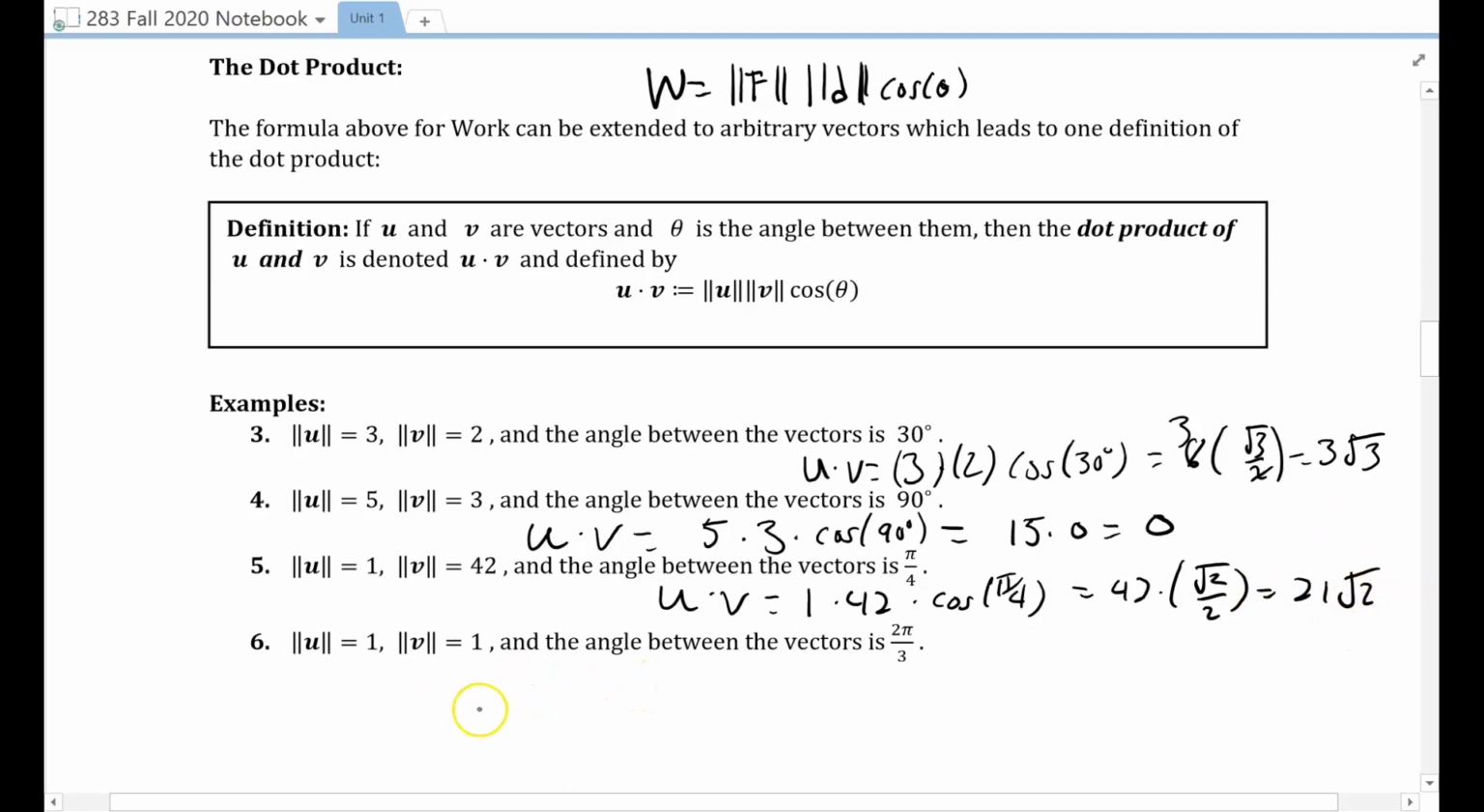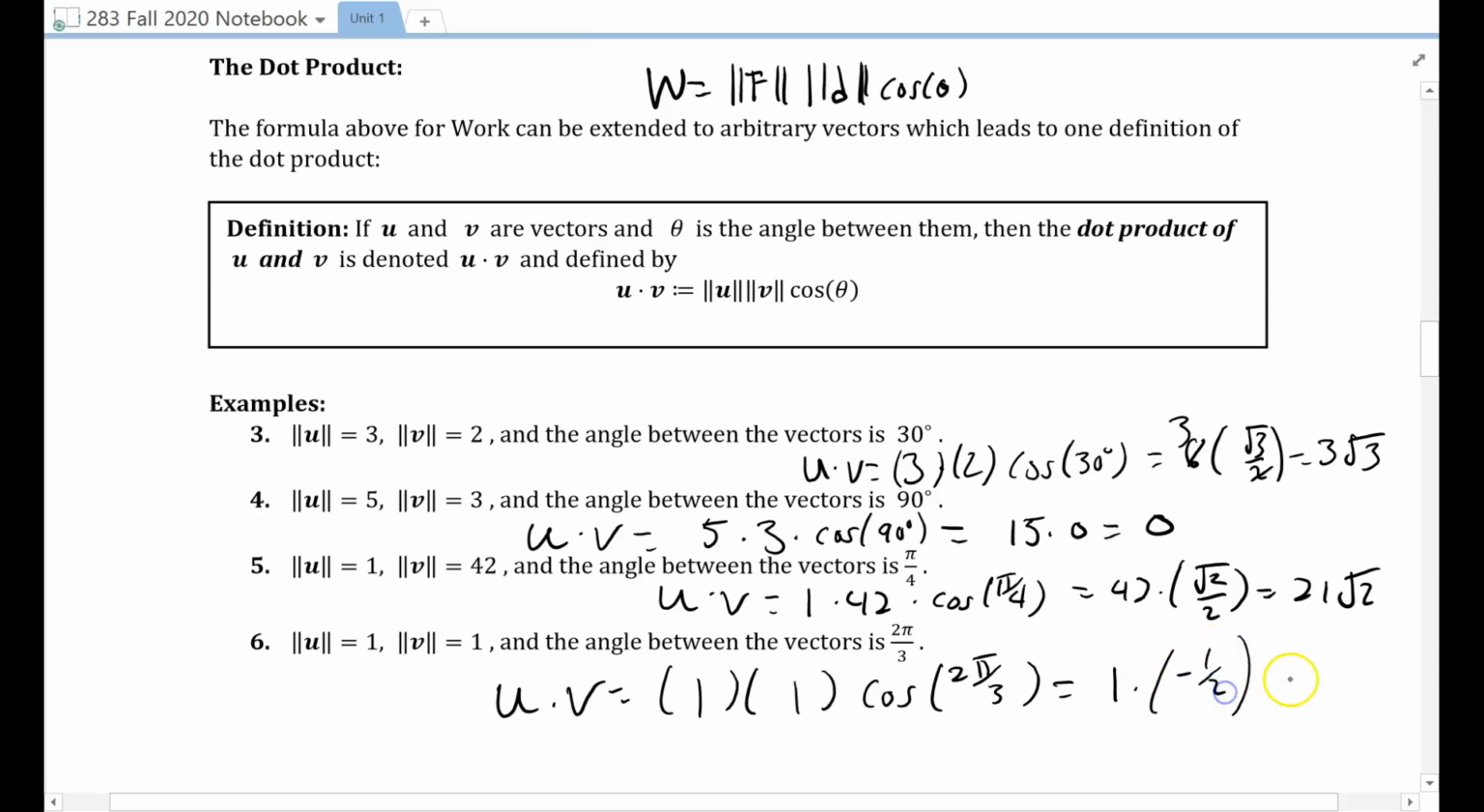The next one, we've got the angle between being 2 pi over 3, so U dot V is going to be the length of U times the length of V times cosine of, in this case, the angle is 2 pi over 3. Our magnitudes, or our lengths, are both 1. So we end up getting 1 times 1, which is 1, times the cosine of 2 pi over 3. In that case, it's 120 degrees. We have a 60-degree reference angle in the second quadrant. Cosine's negative in the second quadrant, so we end up getting negative 1/2. Alright, so it can come out positive, can come out negative, can come out 0, as these examples are showing.